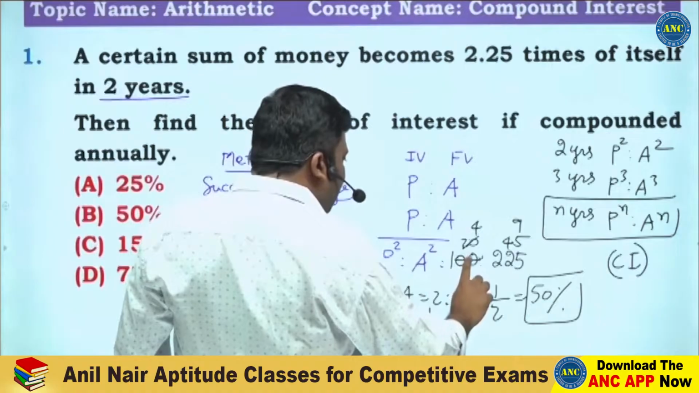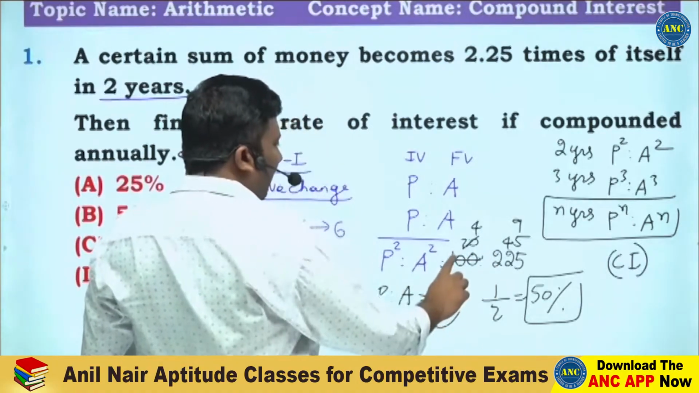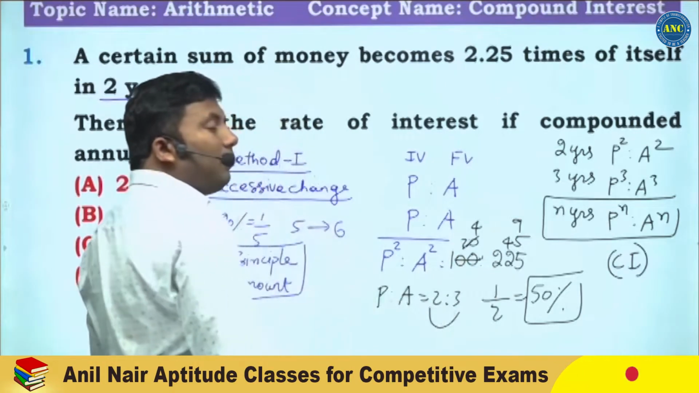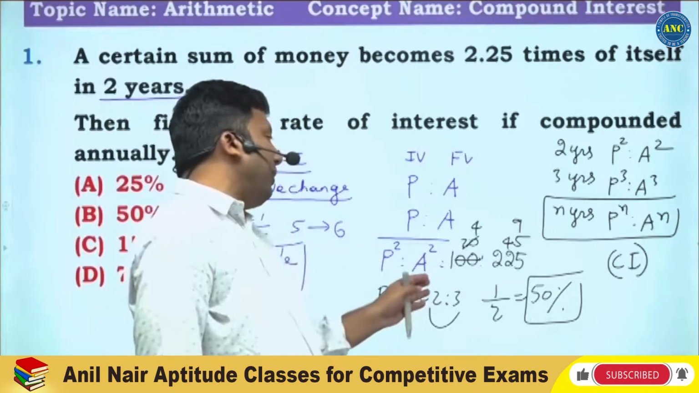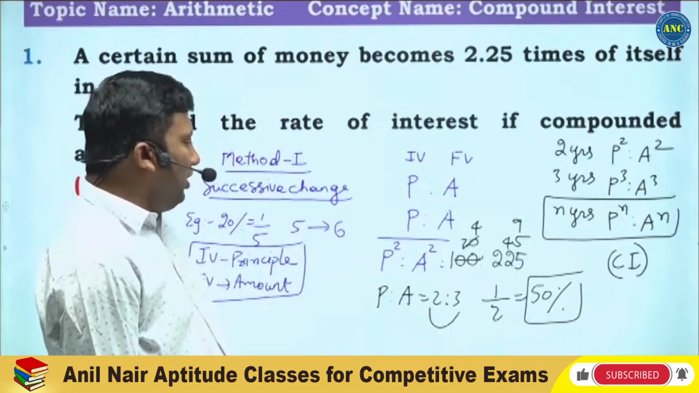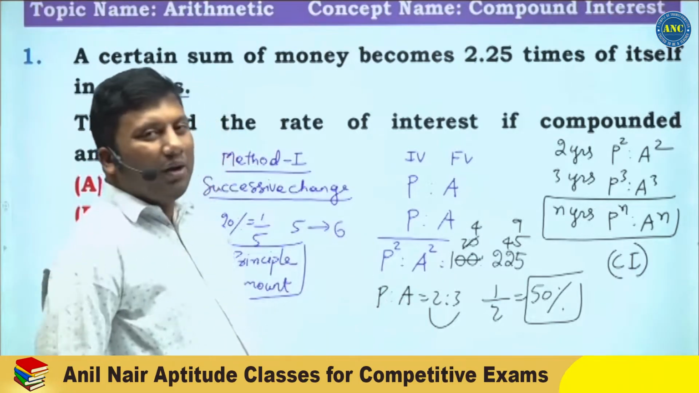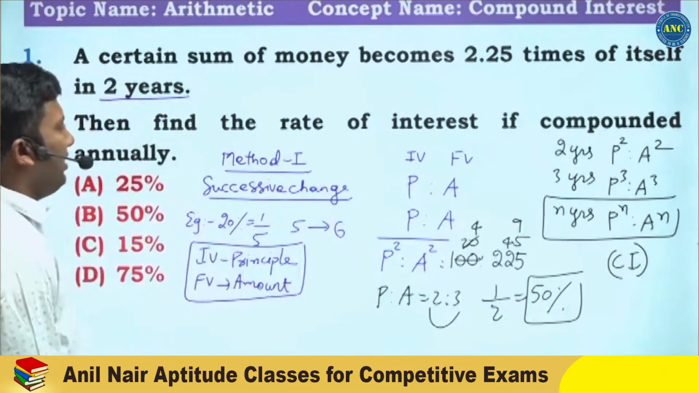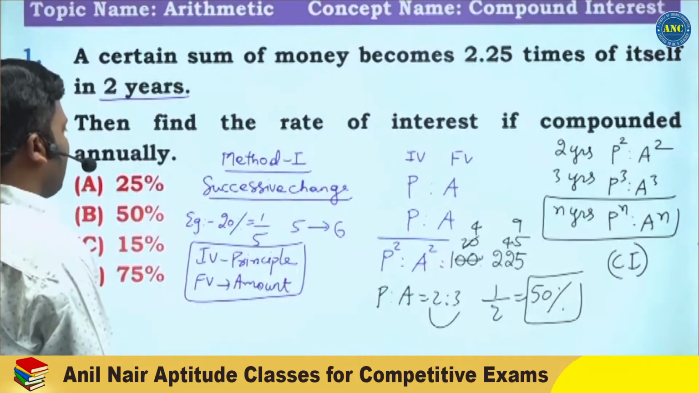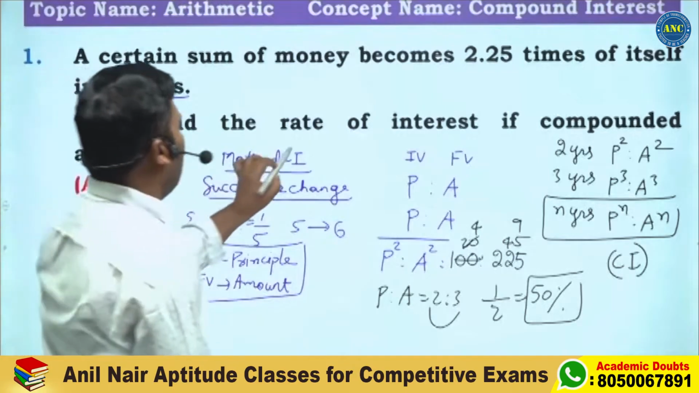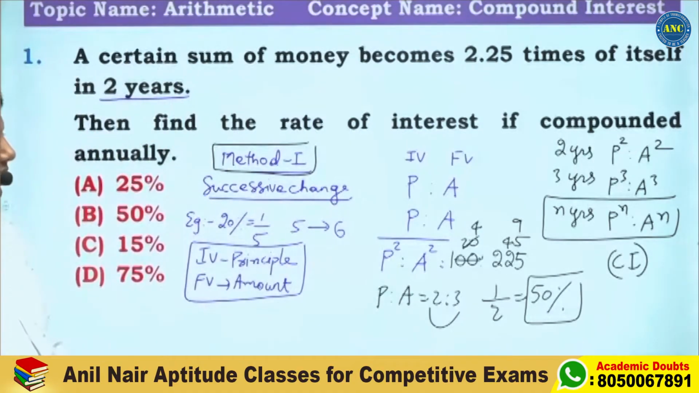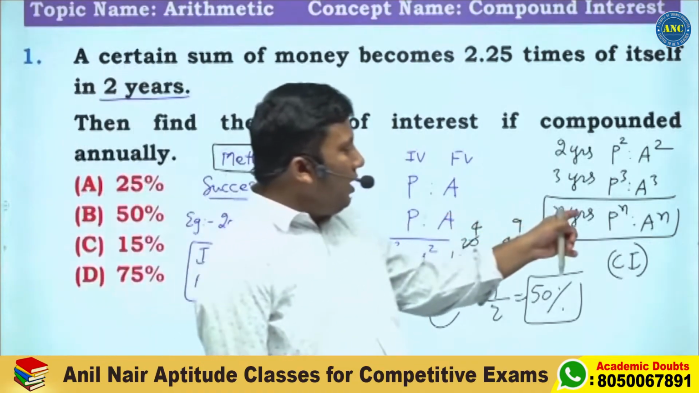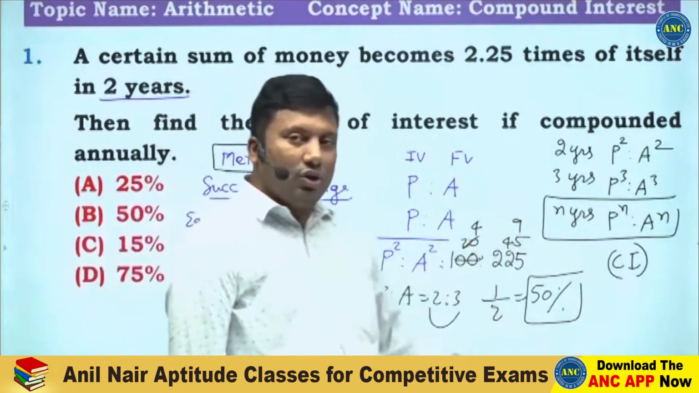Sir, why is it 100 is to 225? If it is 1, this will become 2.25, that is 225 by 100. 4 is to 9, 2 is to 3. 1 by 2 is 50 percent. This is one way to solve, which is method number 1. From method number 1, this is the learning which I am going to use.